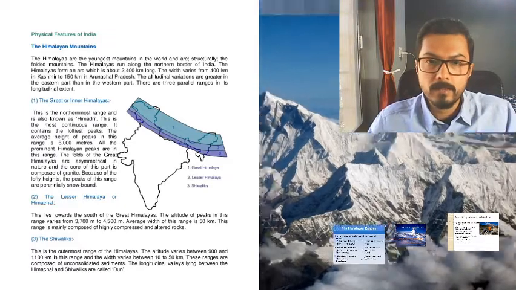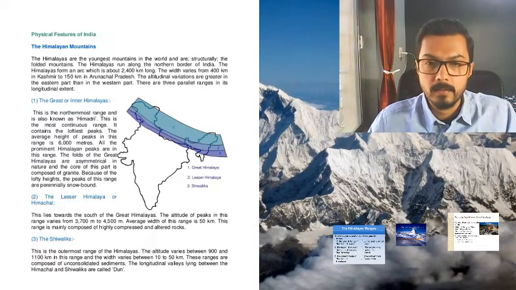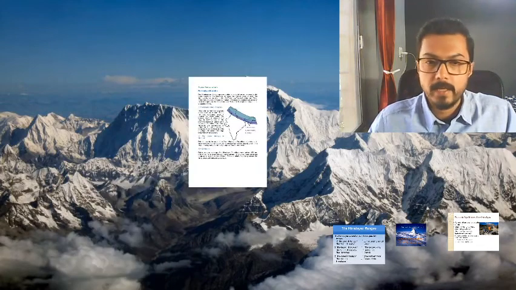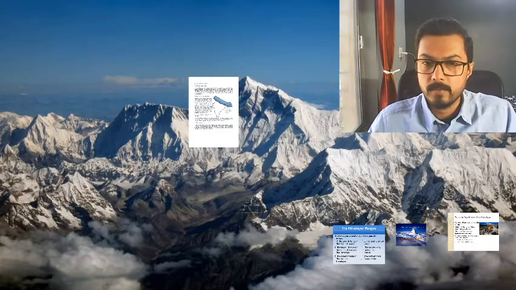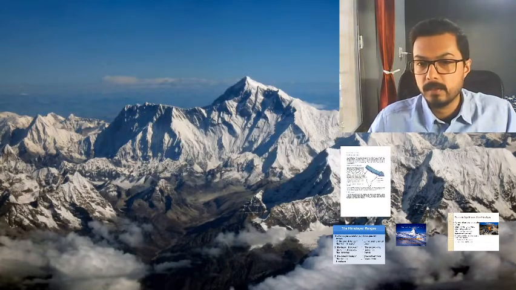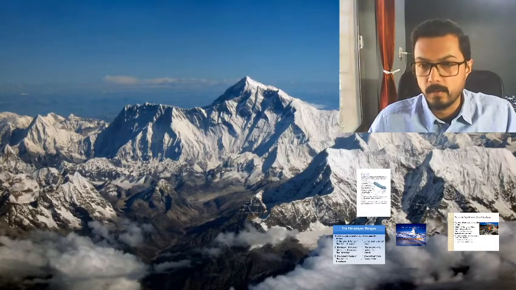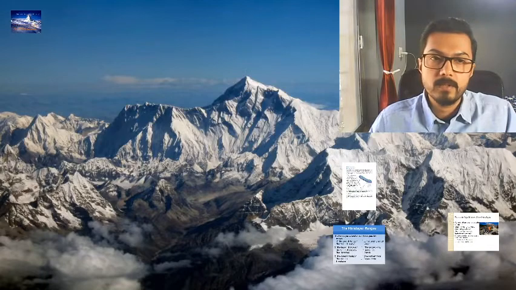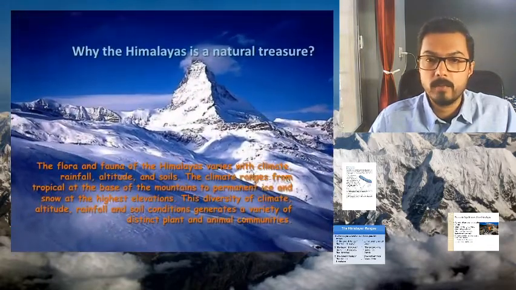Now coming to the next part of the Himalayas, we have the significance of these Himalayas. What part or what role do the Himalayas play in India? Is it of economic significance? Is it just for show? Obviously we cannot say that, but let us read about the economic significance. What role does it play in the economy of India over here?